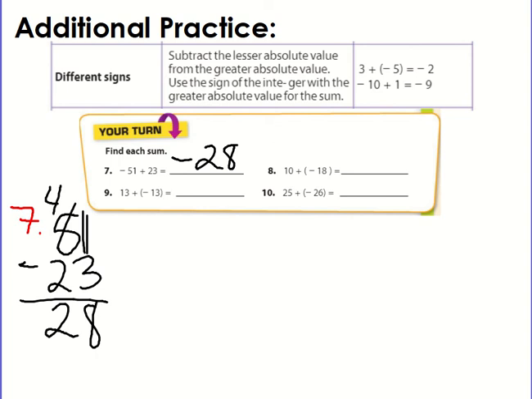So why don't you pause here and see if you can do 8, 9, and 10. Then when you're done doing 8, 9, and 10, push play, and see if you got the same work and answers as I did.